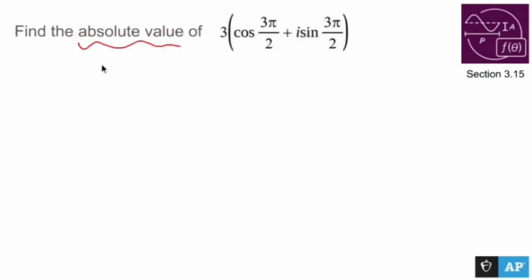Find the absolute value of this weird complex polar coordinate here. Absolute value is just a fancy word for distance. The distance between 0, also known as the pole, and the dot that you would draw out. Well, the distance is going to be the magnitude. So the absolute value, the distance is 3.